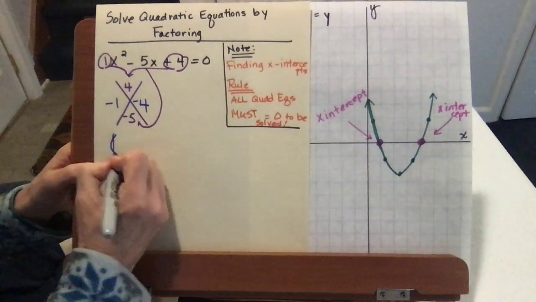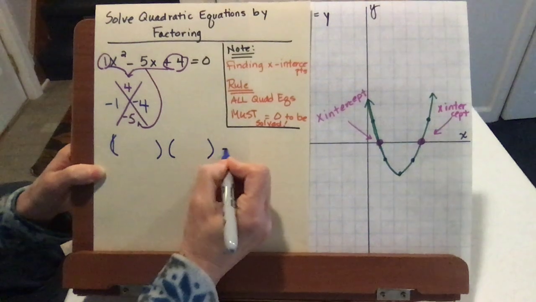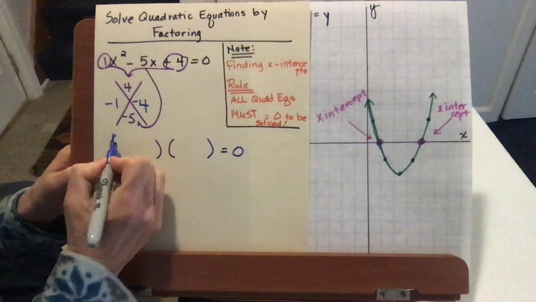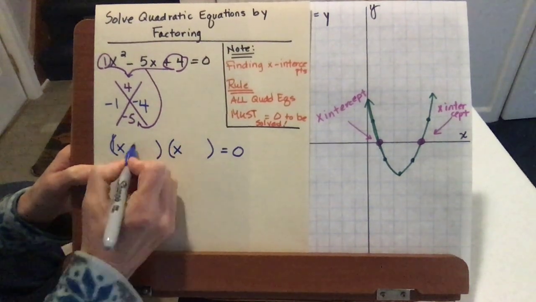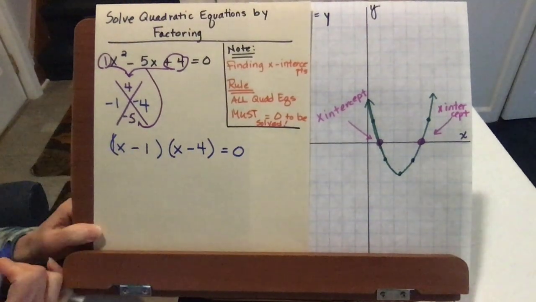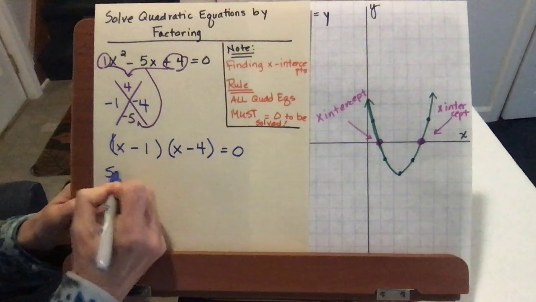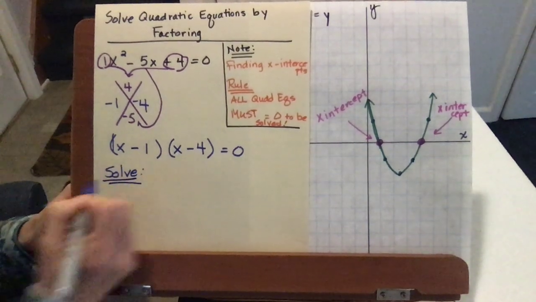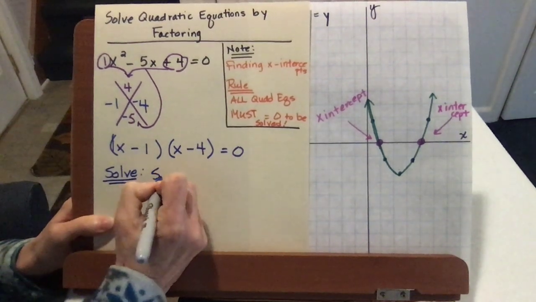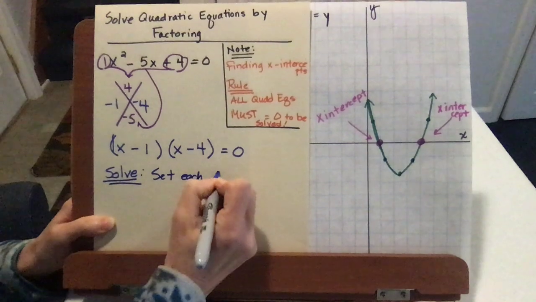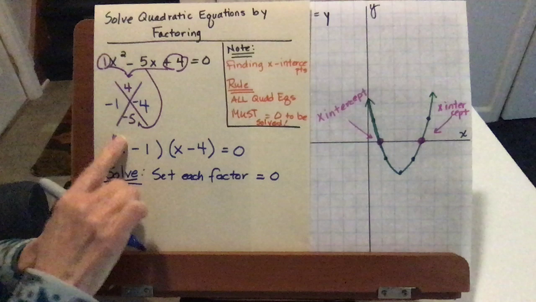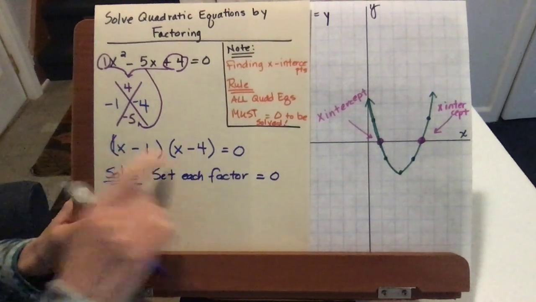Our factors are 2 binomials. They still equal 0 because you're just changing this equation to be 2 multiples. X and x give us x squared, and from the diamond that you completed, you get minus 1 and minus 4. And now we have to solve. So now that we've factored, we continue solving like we did for pre-factored quadratic equations. Okay, we set each factor equal to 0, because one of these has to be 0, and we've got to find the x values that make it happen.